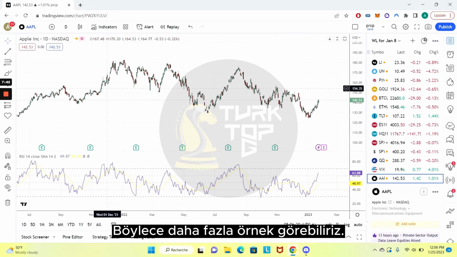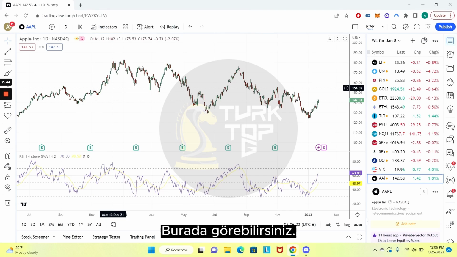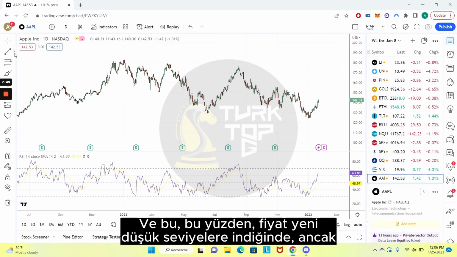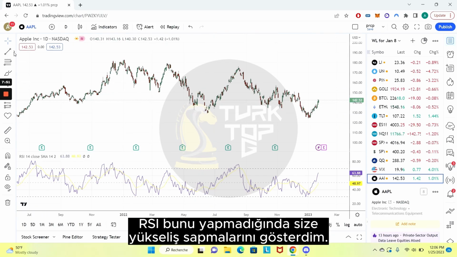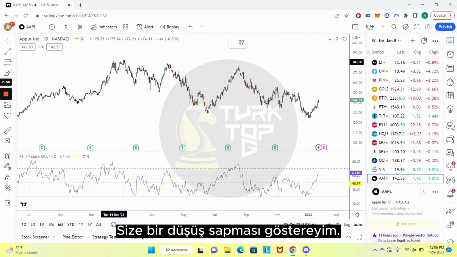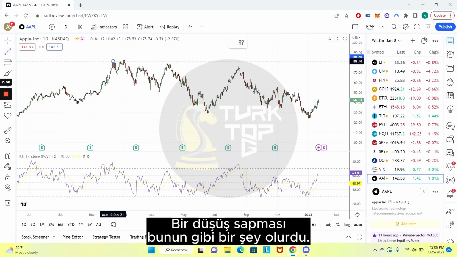So we can see some more examples. You can see here. So I just showed you bullish divergences, when price made new lows but the RSI did not. Let me show you a bearish divergence. A bearish divergence would be something like this.